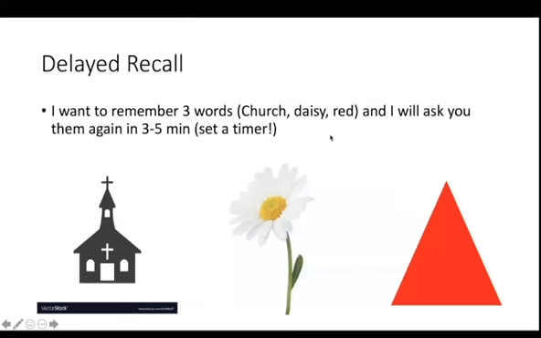Now I want you to remember 3 words. This is what I tell the patients. Church, daisy, red. I start a timer because I cannot keep track of 3 minutes in my mind. Typically I say this first and then I have them draw the clock. So I'll say, where are we? What's today's date? What's your name? And then how did you get here? And then after that, I say, all right, I want you to remember 3 words. The words are church, daisy, and red.